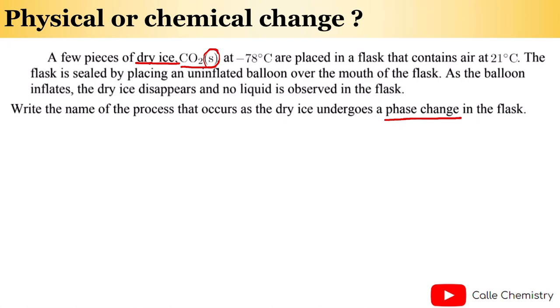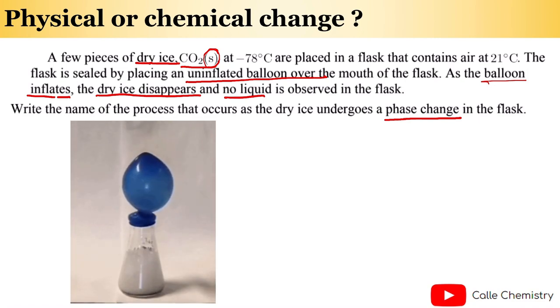They say that they put the dry ice in a flask, and then they put an uninflated balloon over it. The balloon inflates, and the dry ice disappears, but there is no liquid left behind. So we're looking at something like this, right? Let's say that this is dry ice at the bottom, and it's disappearing, and the balloon is inflating like you see in the picture.